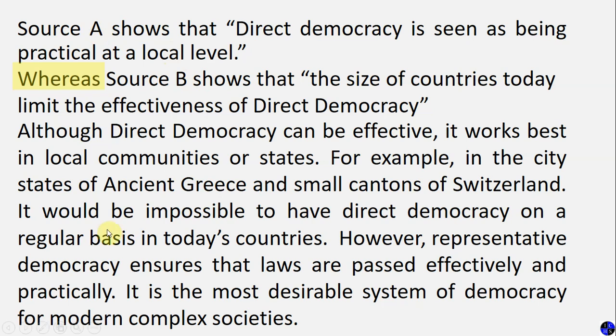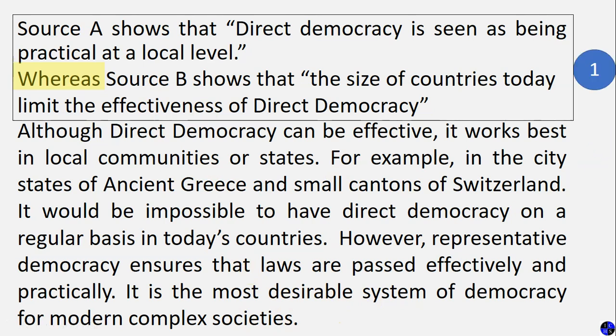Okay, so it's the most desirable system of democracy for modern complex societies. Remember, I'm comparing the case. So far, I seem to be building the case that representative democracy is maybe a bit better because it's more practical than direct democracy.